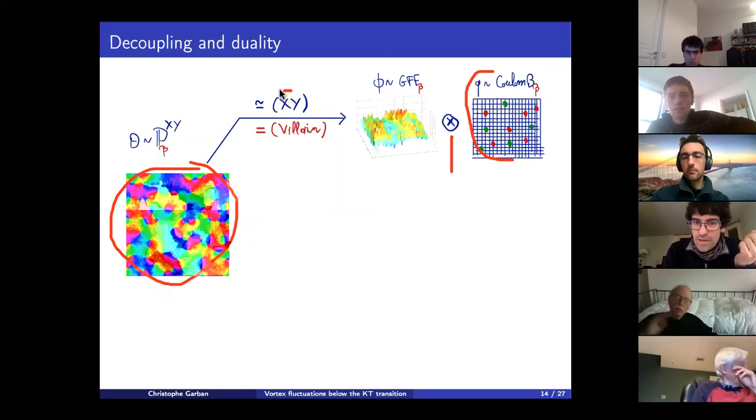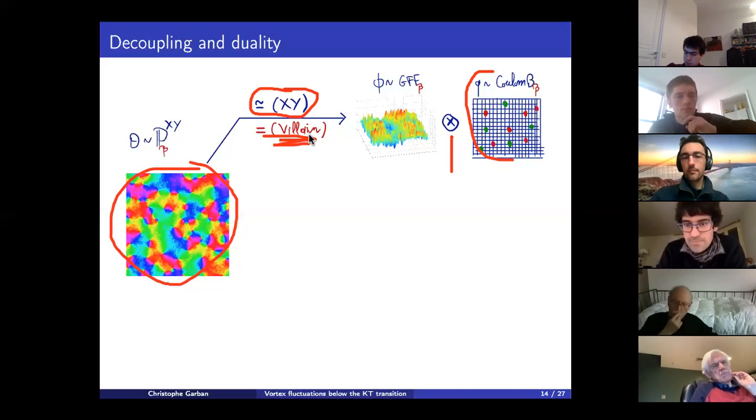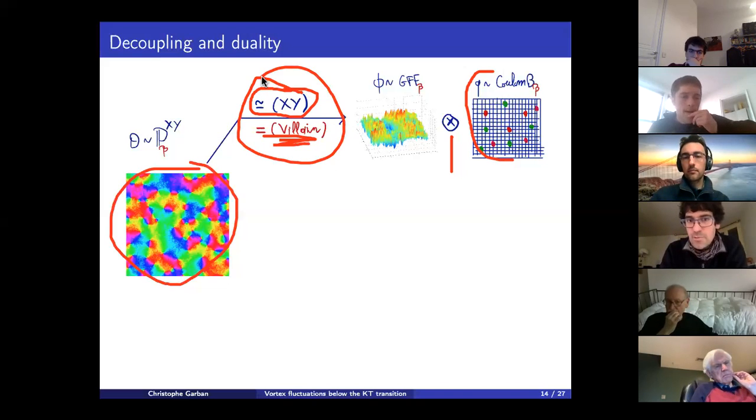If you were to take an XY model, it would not be the case, and the interpretation of vortices would be slightly less clear than in the Villain model also. So as Kadanoff et al. did in the 70s, we will stick to the Villain model. The work by Fröhlich and Spencer that I will mention later actually works for both models here.